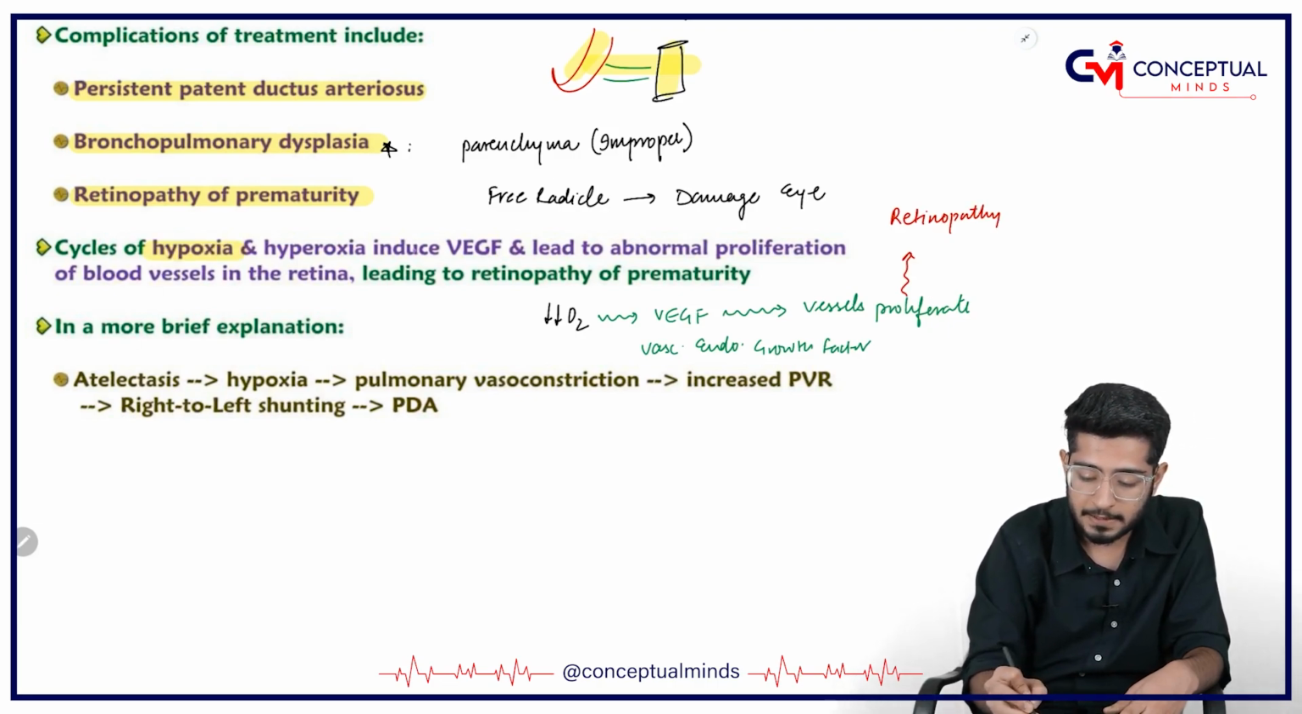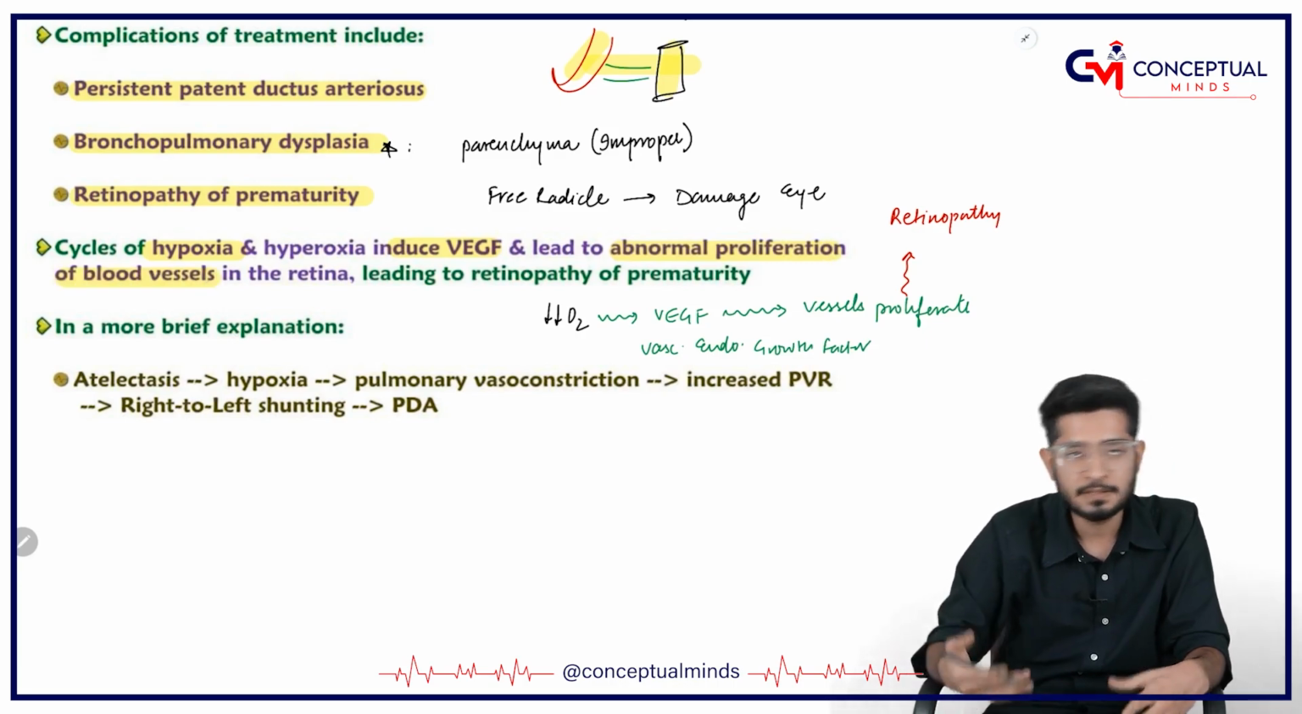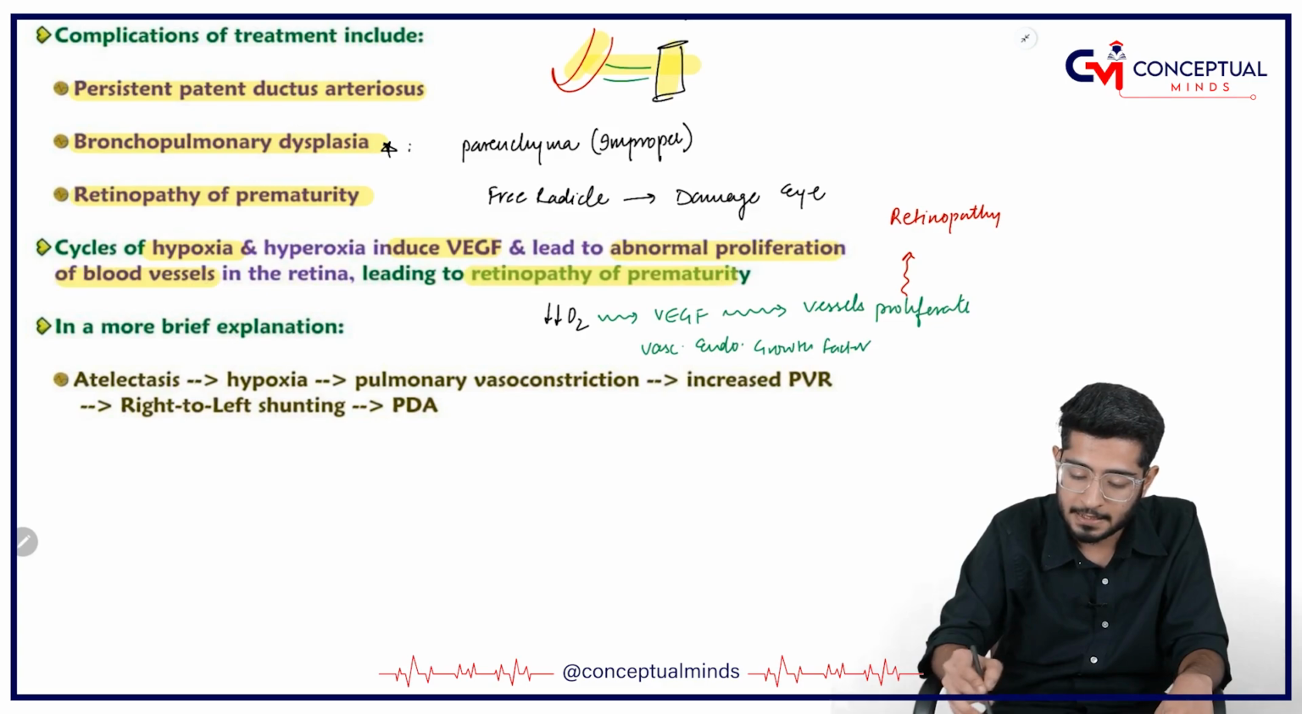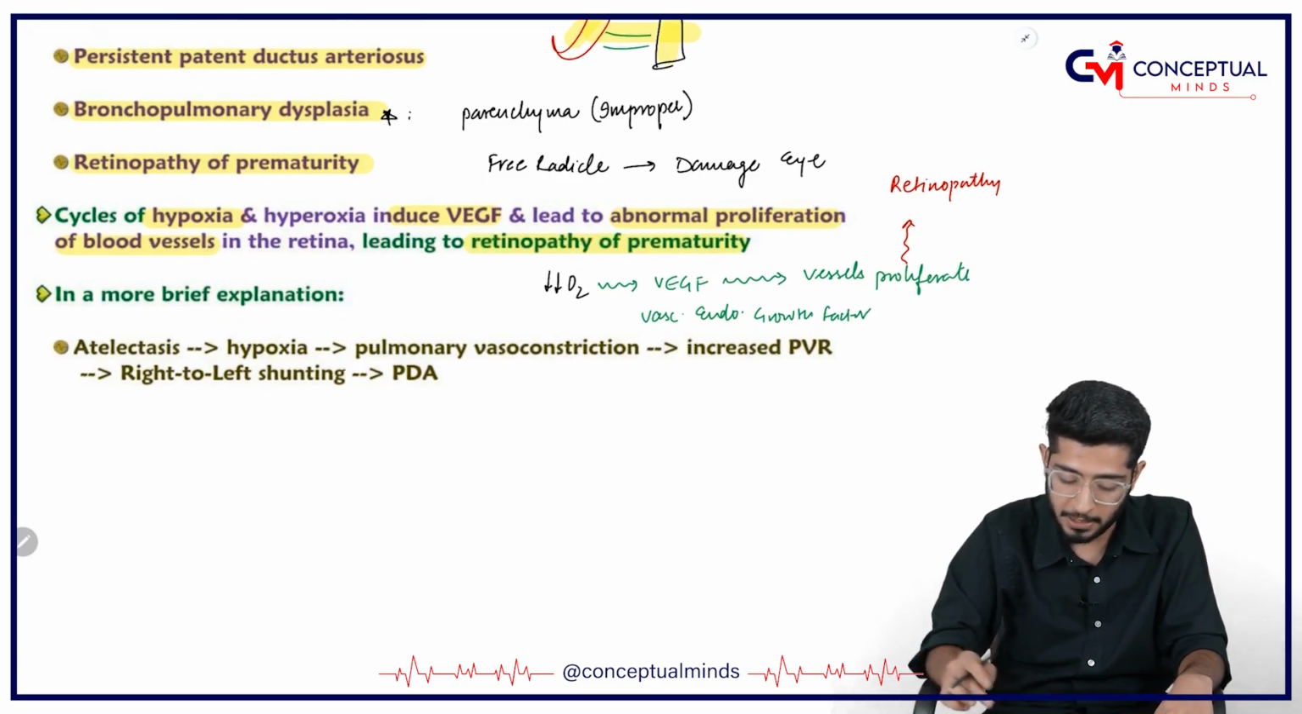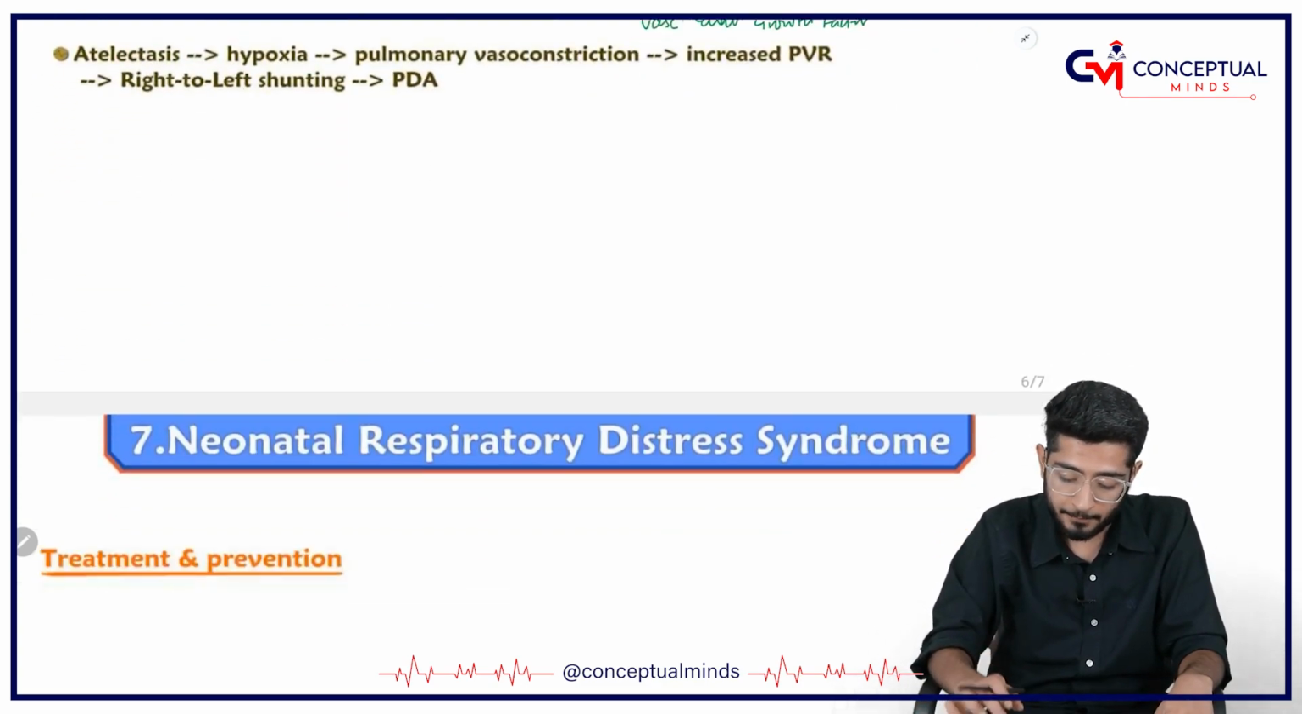So hypoxia leads to VEGF, leads to abnormal proliferation of the blood vessels, and actually this abnormal proliferation is something which is called retinopathy of prematurity. Alright. So yeah, this is it.